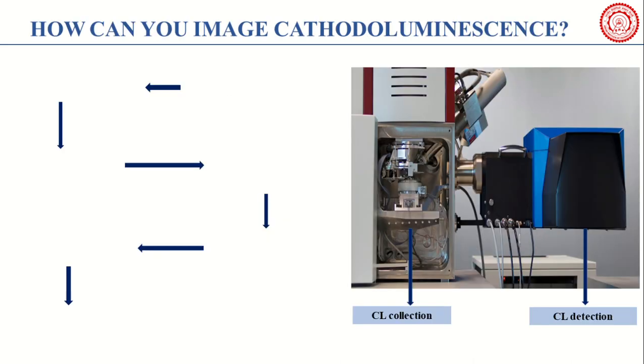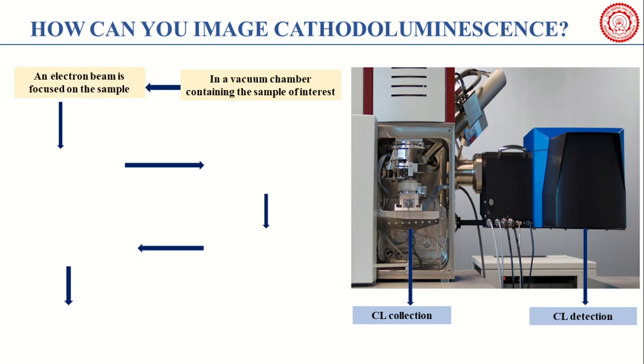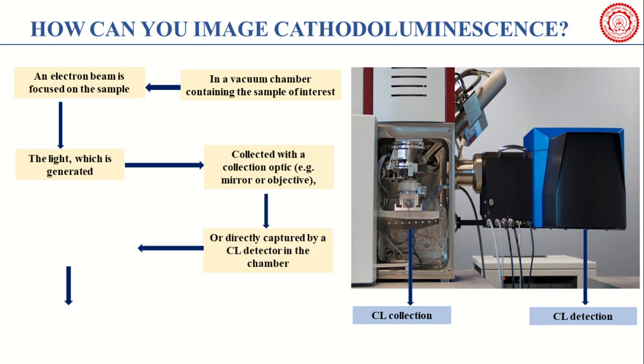Now, how can we image CL? First, in a vacuum chamber, a sample of interest is taken, and the electron beam is focused on the sample. Here, the light is generated after the electron beam hits the sample, and it is collected with a collection optic, that is a mirror or objective. Now, it can also be captured directly by a CL detector in the chamber.